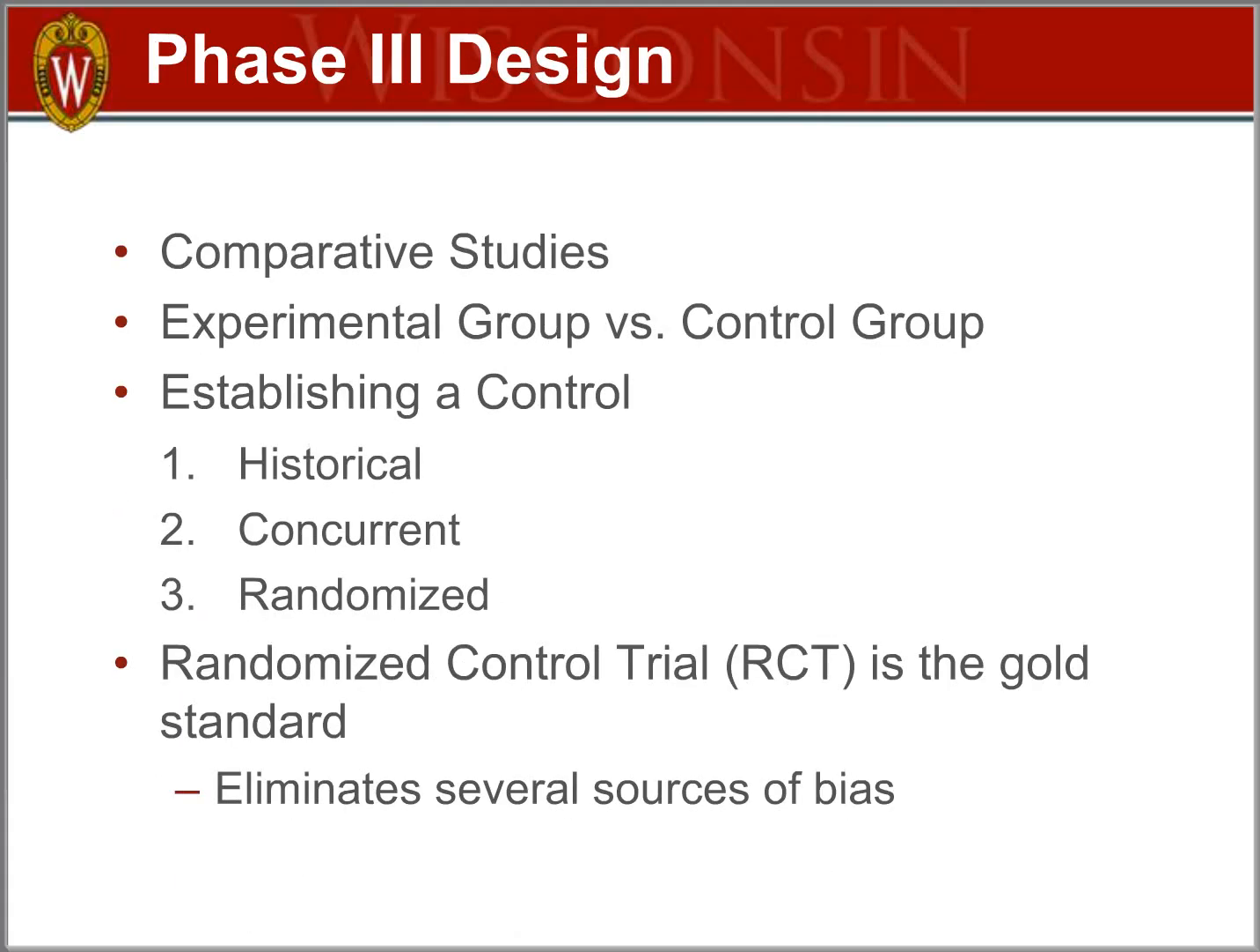The phase 3 trial is a comparative design, a new experiment, a new intervention versus a control. The challenge is how to establish the control: the historical control, the concurrent control, the randomized control. As you'll see, the randomized control trial is the gold standard, in my opinion, because it's the best method to eliminate several sources of bias, which we must guard against in the design of our trial and in any experiment we conduct.